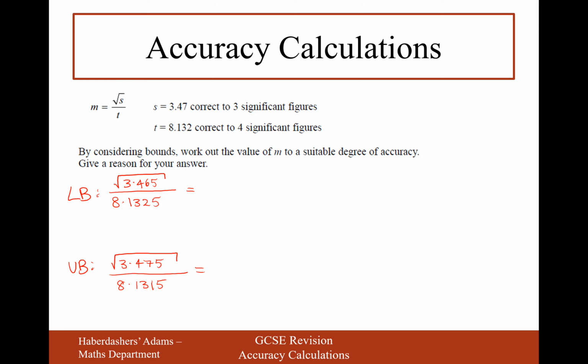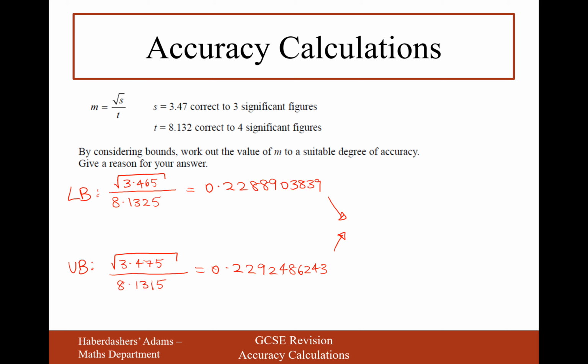So let's type that all into the calculator. Fraction button, square root, 3.465 divided by 8.1325. And the answer to that is 0.2288903839. And let's just change the 6 for a 7 and then the 2 for a 1. And the answer to this one is 0.22924864243.